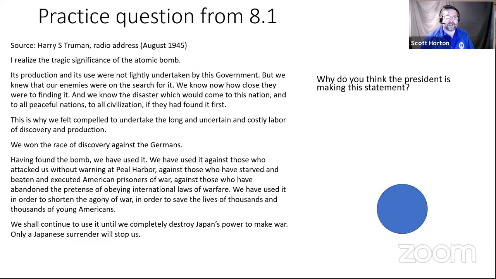So here's the practice question that Ms. Farr left off with yesterday, question about Truman and the atomic bomb. So if you didn't get a chance to do that, take a second just to read through that and think about why the president is making this statement.